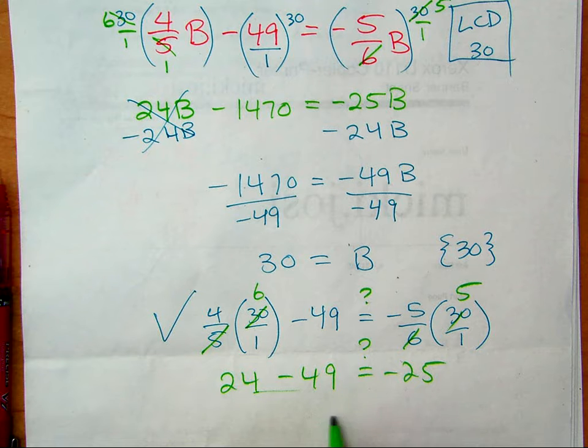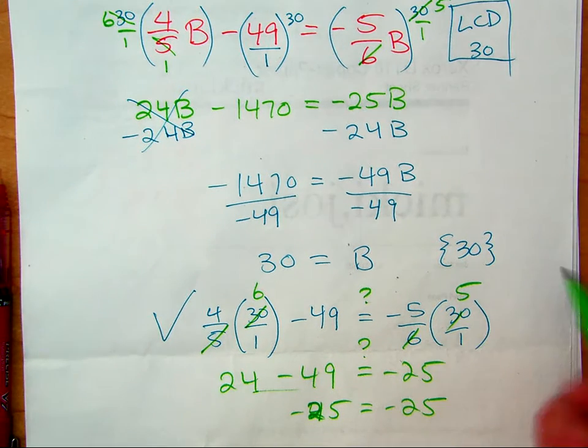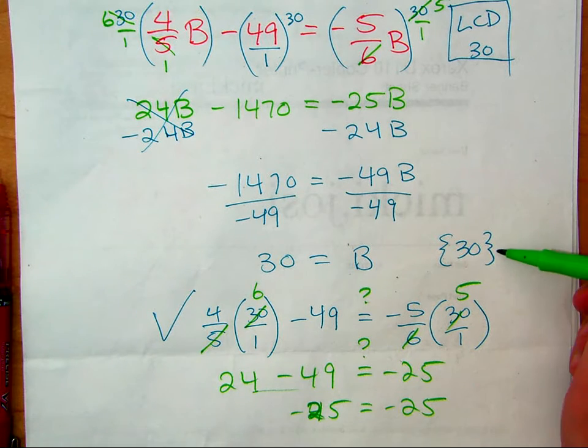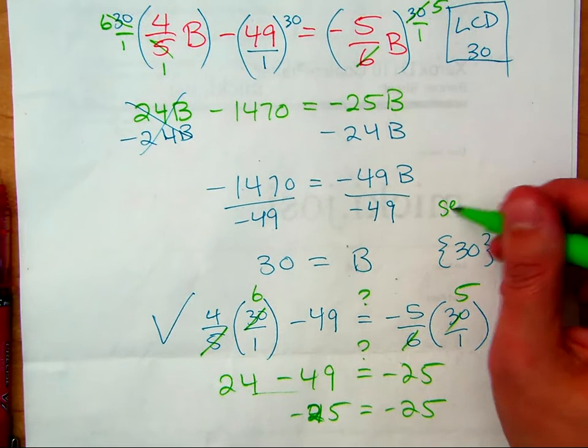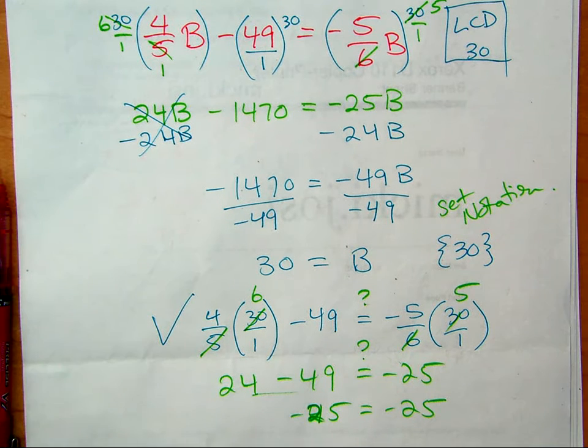So does this work out? Negative 25 equals negative 25. Now, is my solution negative 25? No. My solution was 30. That's why I would almost suggest you put the 30 in set notation. We call this set notation. I would suggest in a way you do that first.